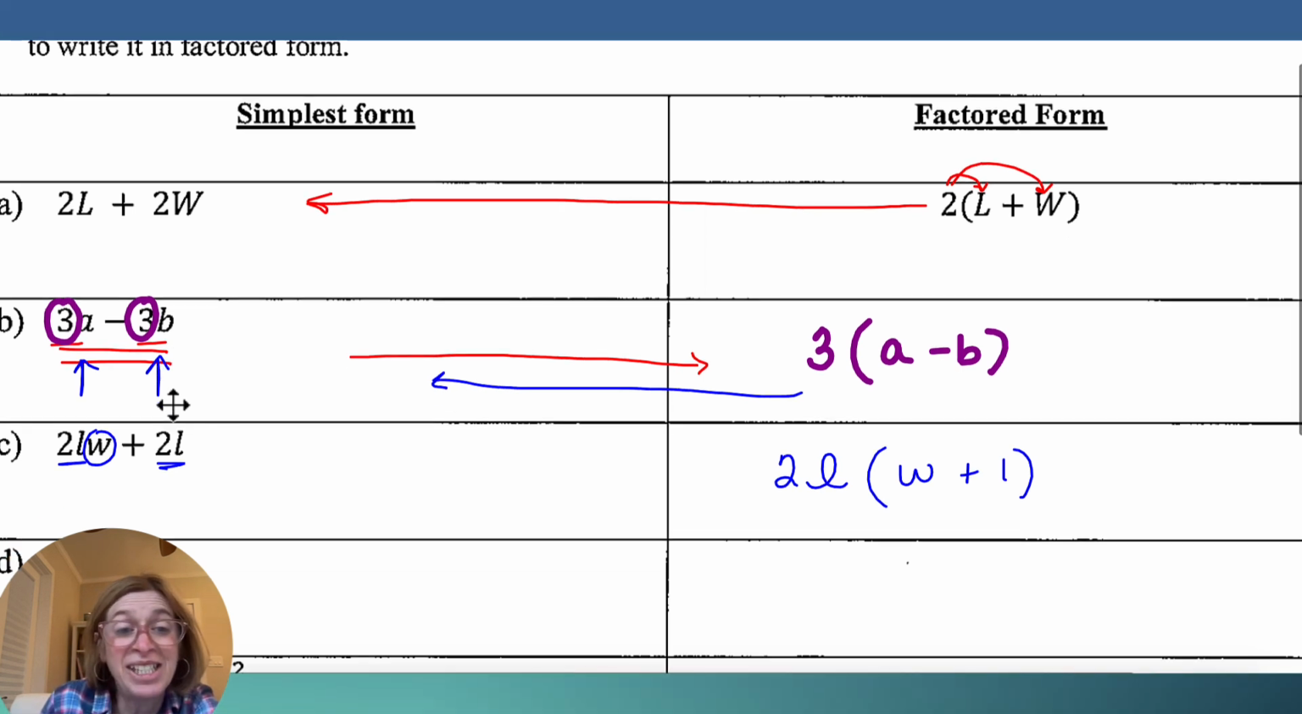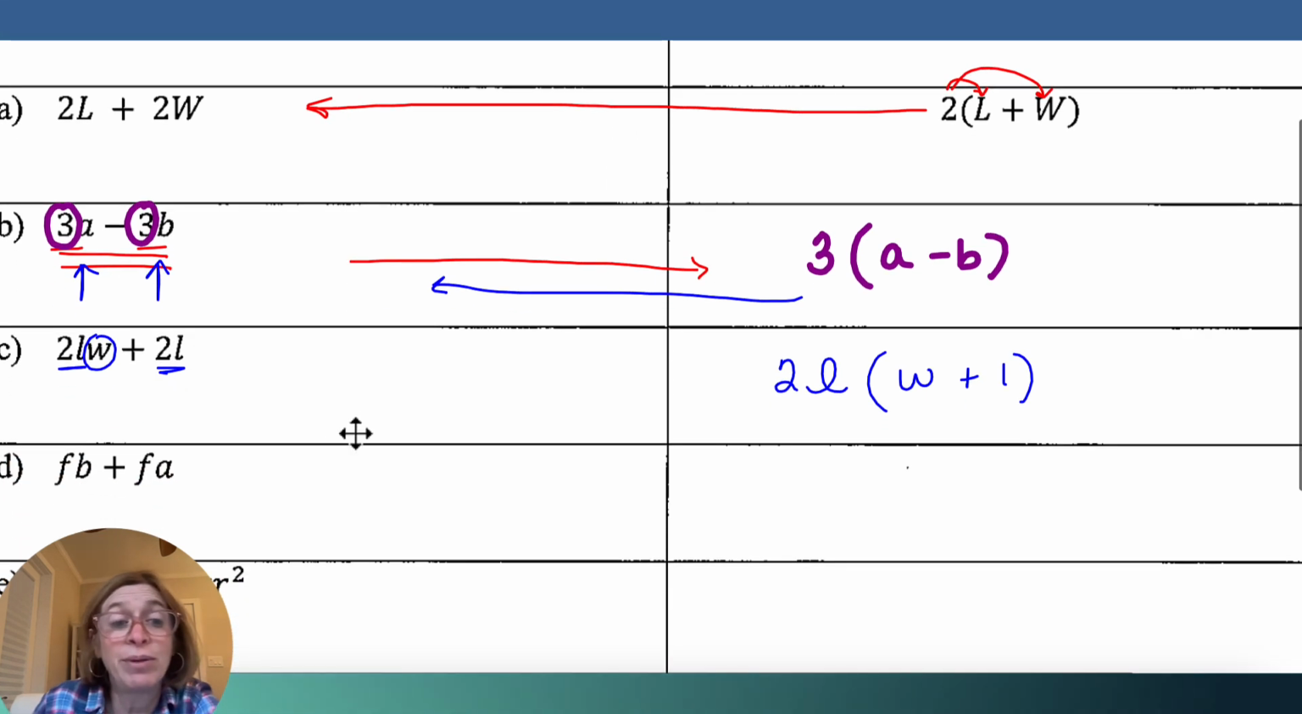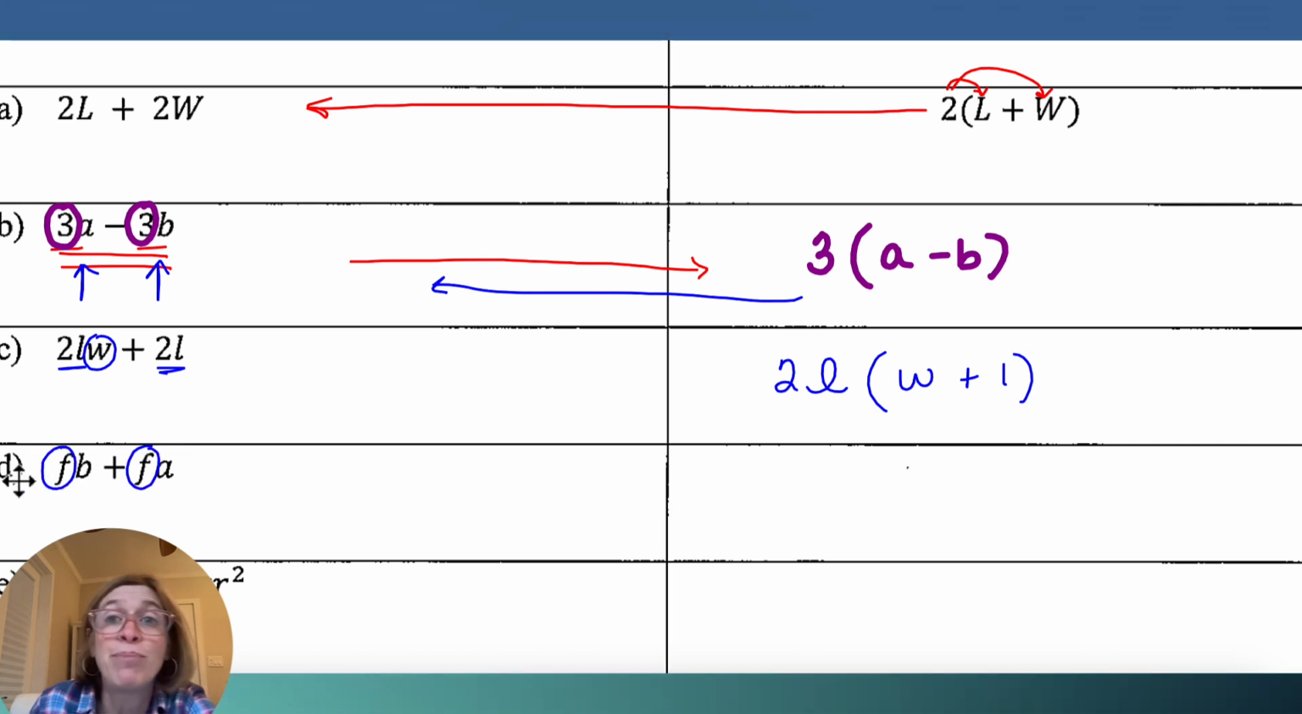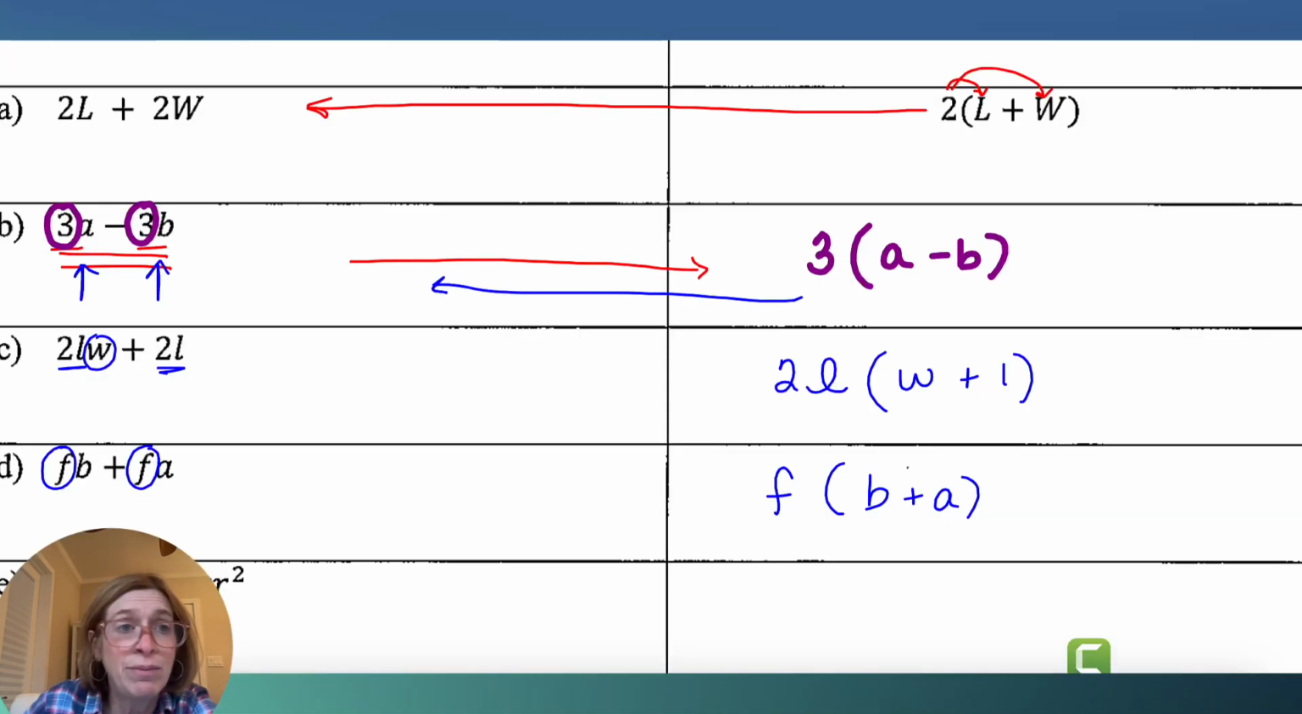All right, a GCF can always just be a variable as well. Looking at this next one, I can see it has a greatest common factor of an F. They both have a factor of an F. So F gets pulled out to the front, leaving me with B plus A.